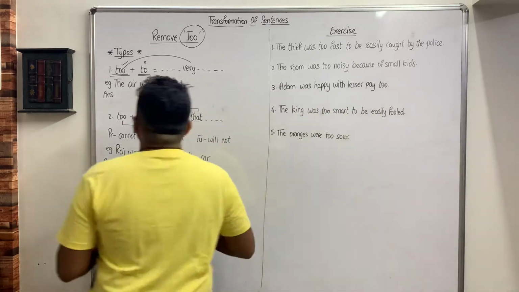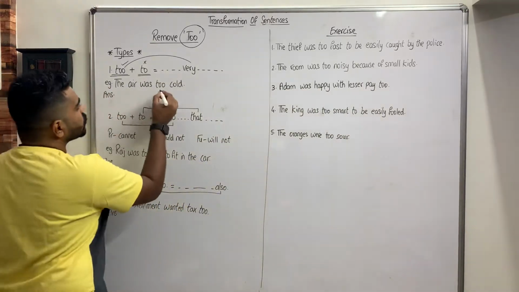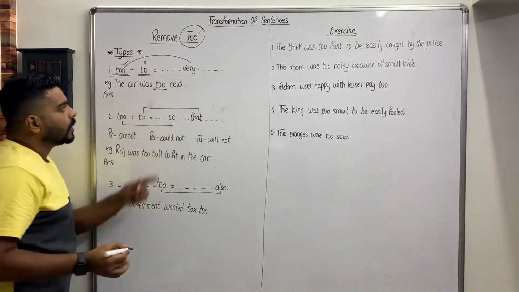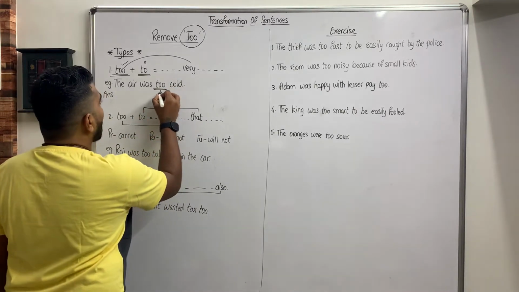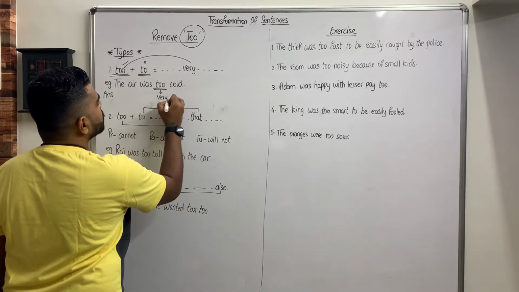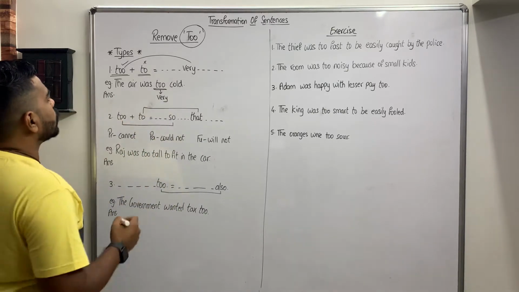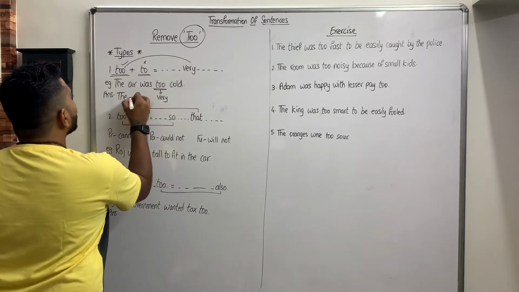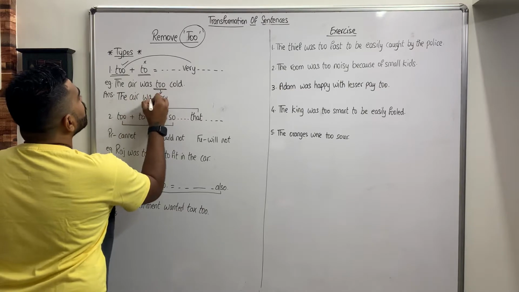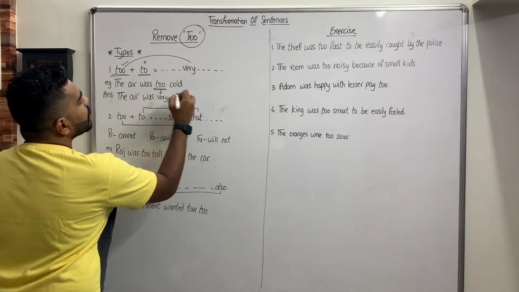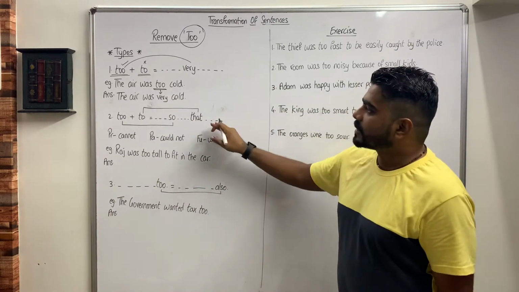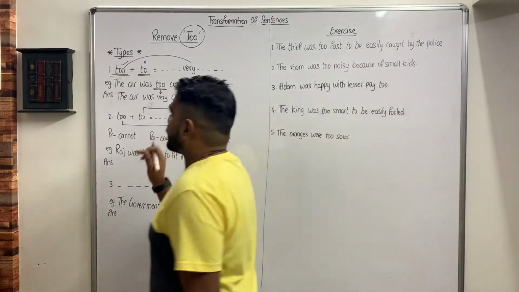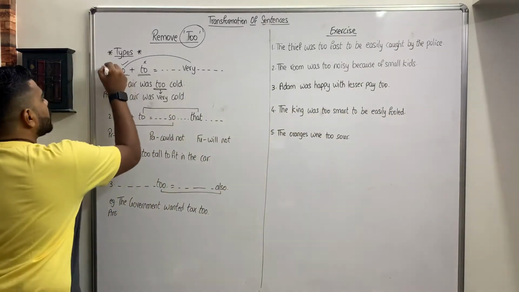For example, the air was too cold. So you see in this too is given to you, is not given to you. So what you do? You remove too, add very in the same place. The air was too cold becomes the air was very cold. And the question and the answer mean the same.